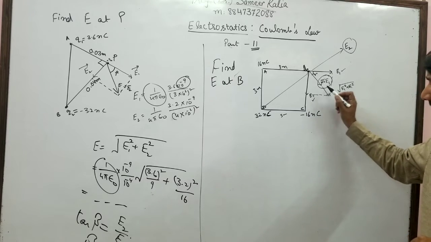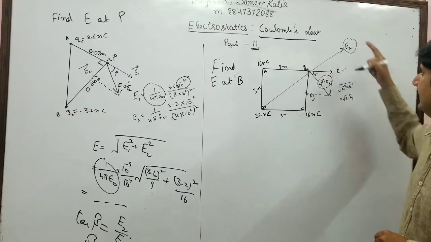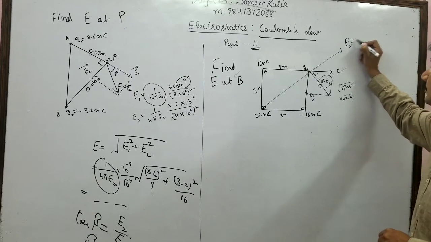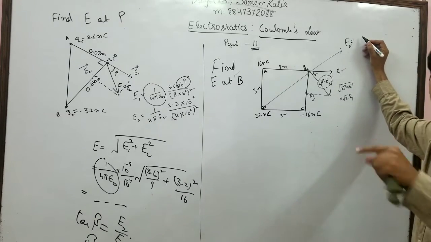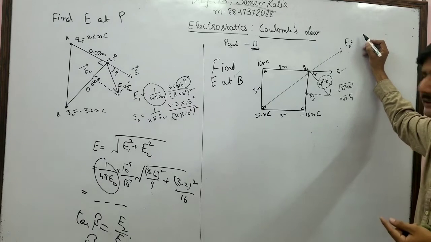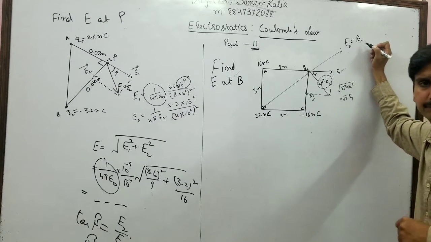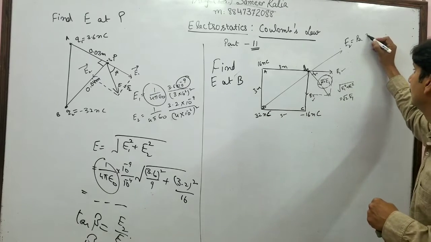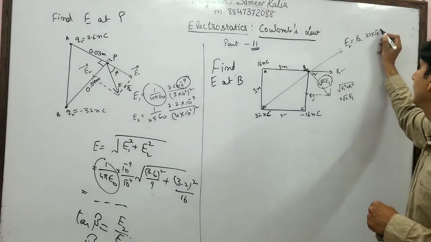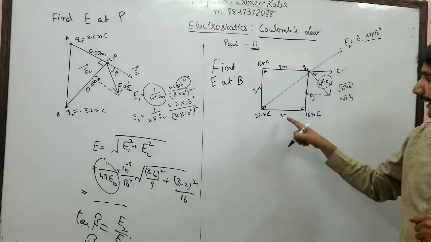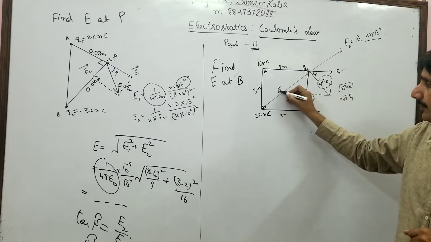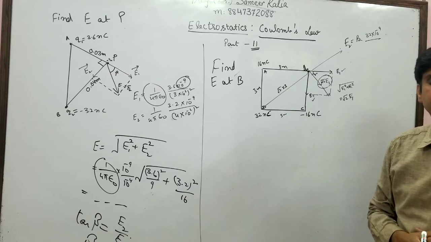First of all, see what this electric field E2 would equal to. E2 would be equal to the constant of proportionality 1 by 4 pi epsilon naught. For simplicity, I am just writing it down as K. Then the charge, which is 32 nanocoulomb, 10 raised to the power minus 9, divided by, if this is 3 meter, this is 3 meter, this distance will be under root 2 times 3 meter.